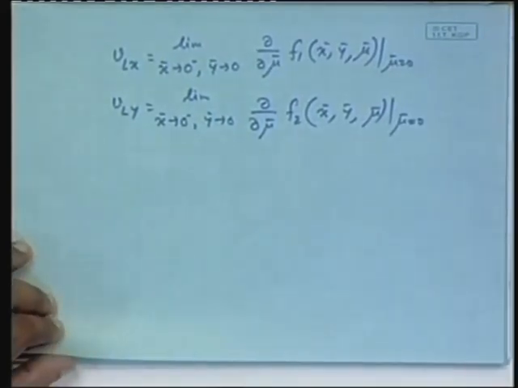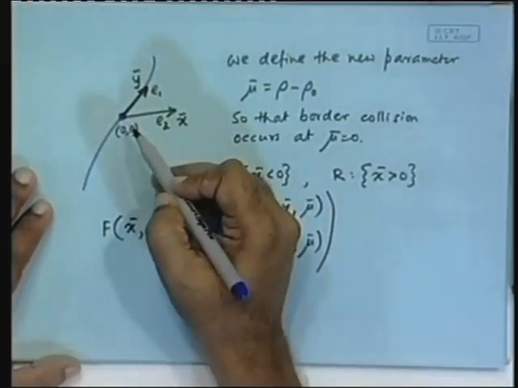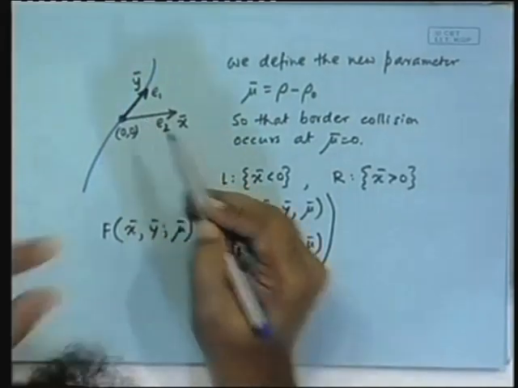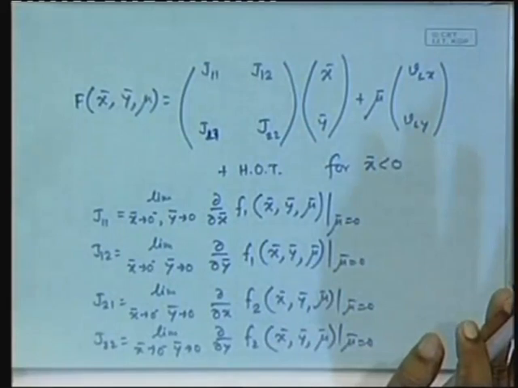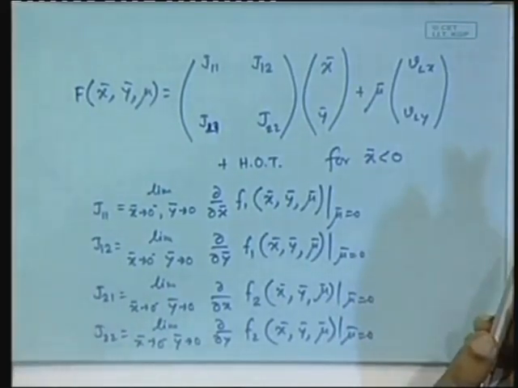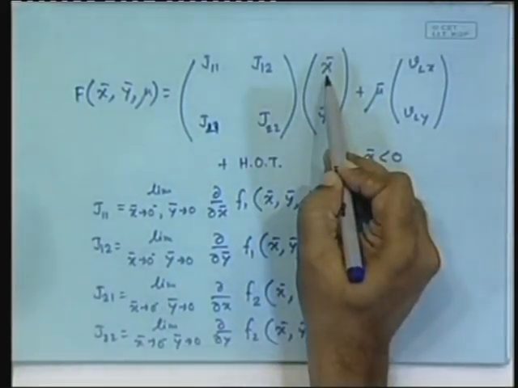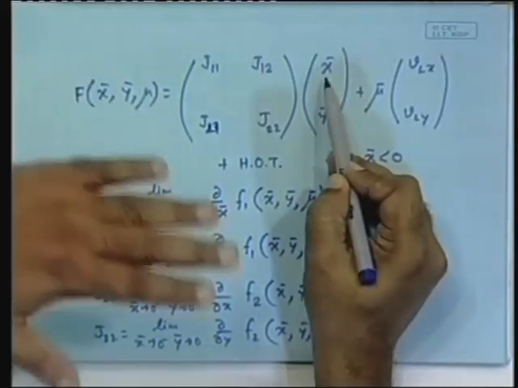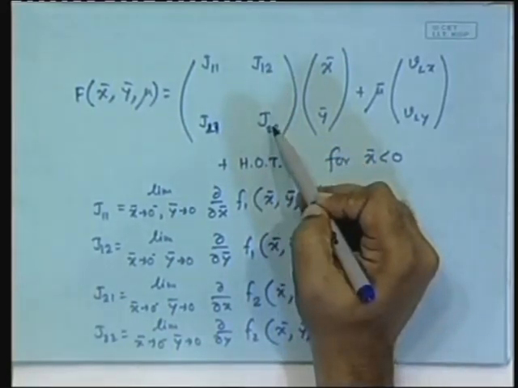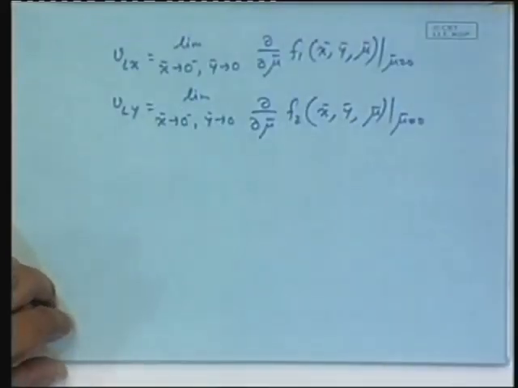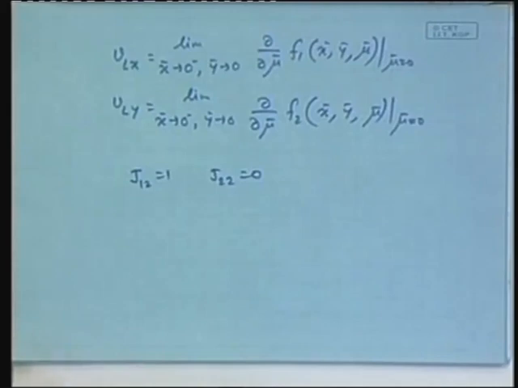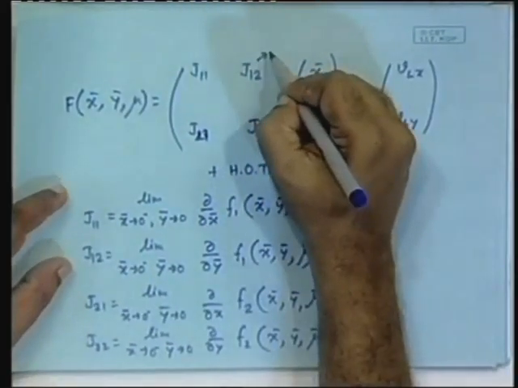We'll come back there. Now notice that the moment we have considered this particular thing, we have considered that the unit vector in the y direction maps to the unit vector in the x direction. The moment we say that, what happens to these quantities? Unit vector along y direction means x equal to 0, and y is something that has to map to x direction. So J 1 2 is 1 and J 2 2 has to be 0. The moment we have imposed that condition, we have actually imposed J 1 2 equal to 1 and J 2 2 equal to 0.